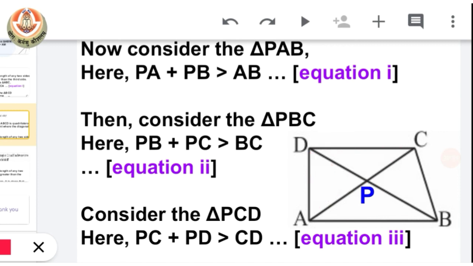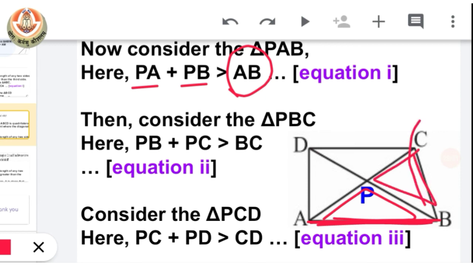So when we take triangle PAB, which is this one, we take AB as the third side. So PA plus PB gives the sum greater than AB. This is our first equation. Similarly, for the next triangle PBC, we will take CB as the third side. So the sum of PB and PC is greater than BC.